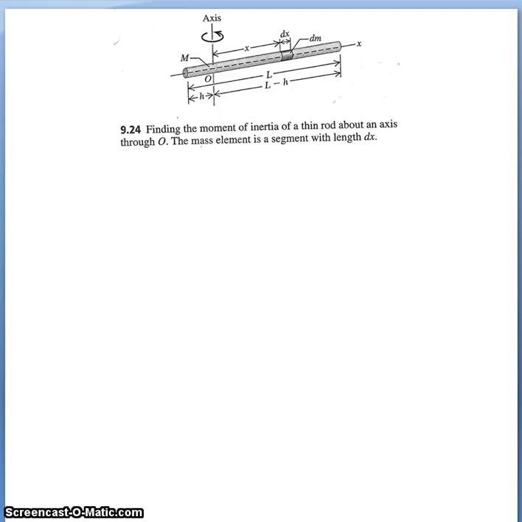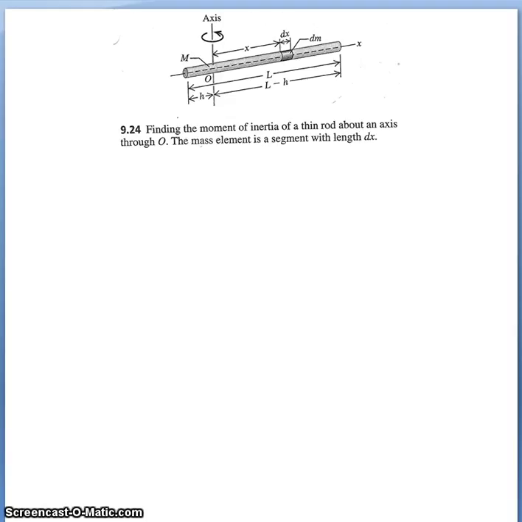The picture up at the top shows a rod of length L, mass M, and it has a uniform density. What we would like to do is derive an expression for the rotational inertia of this rod about an axis that is perpendicular to the length of the rod. And so the axis is shown in the picture.